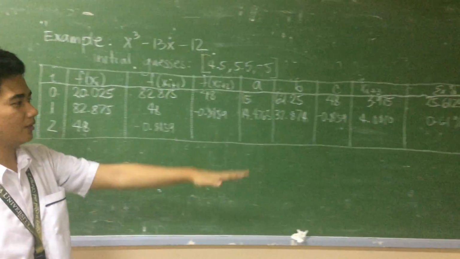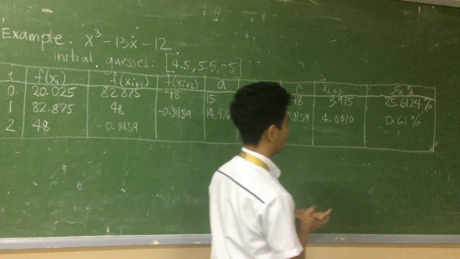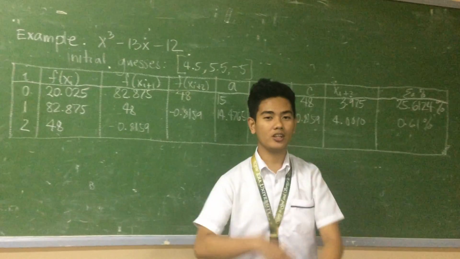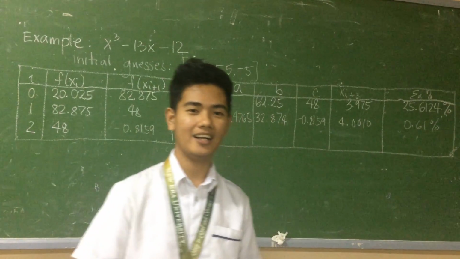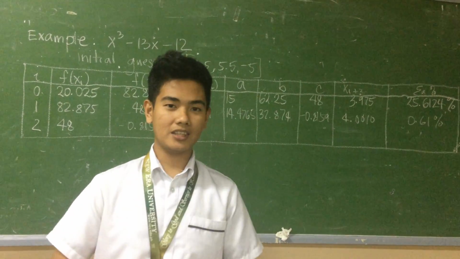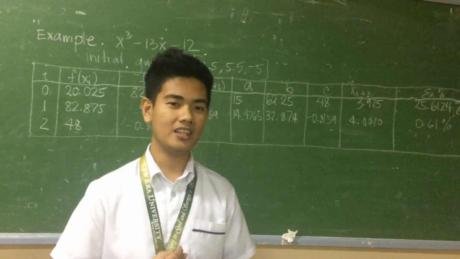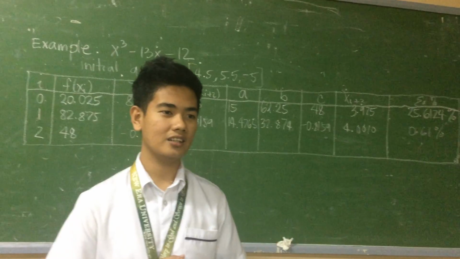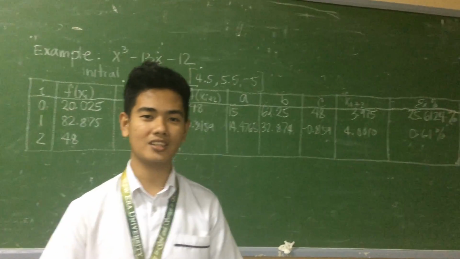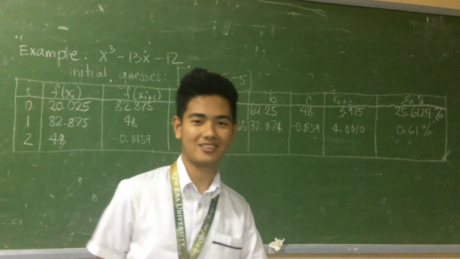Now, if we repeat the iteration or the procedures, we will get these values. And we can observe that the percentage error is very low. If we repeat it again and again, our approximated root will get as near as our 0% relative error. That's it.